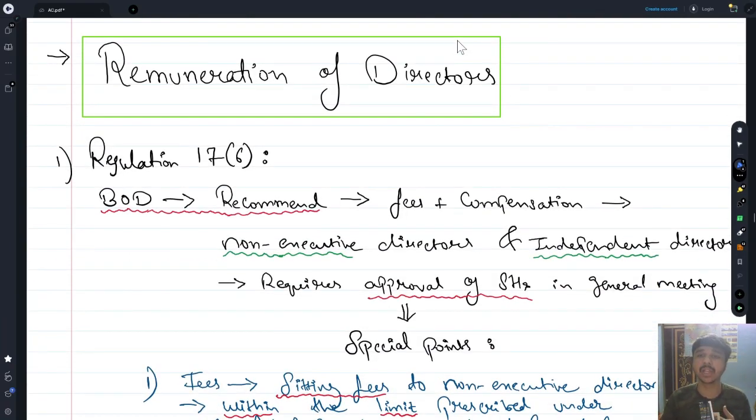Now comes remuneration of directors. This is a very important part. Everybody wants to know what is my remuneration. Without that, I am not going to work anyways. So what is remuneration of directors? There are no fees as such prescribed.